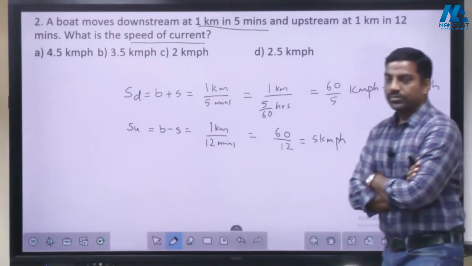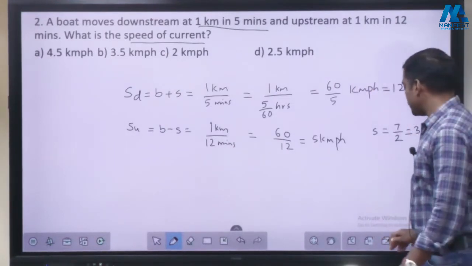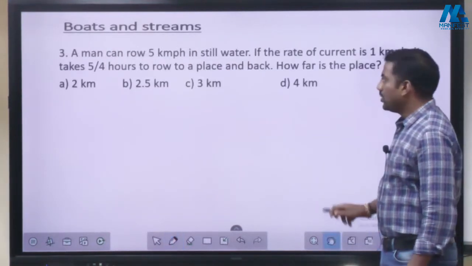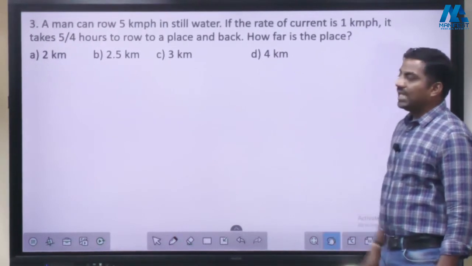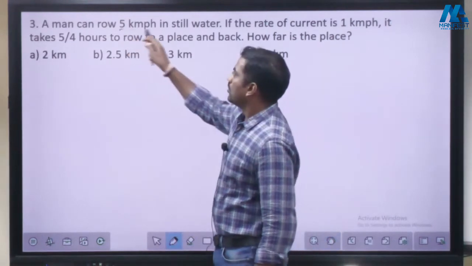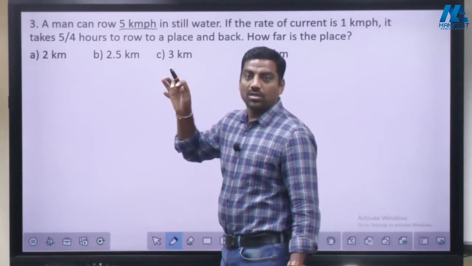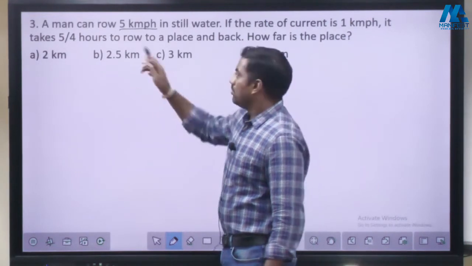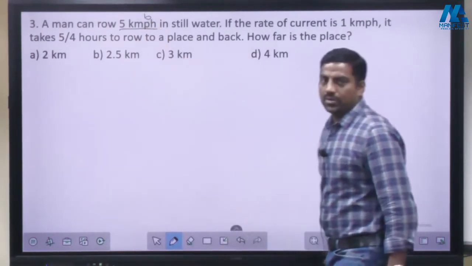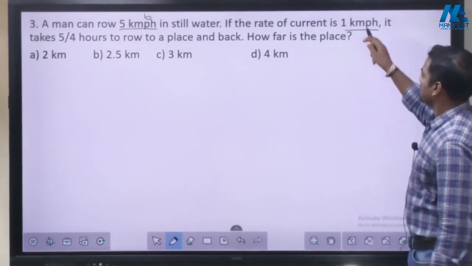No difficulty? Or are you facing difficulty? Fine, no? A man can row 5 kilometer per hour in still water. What is this 5 kilometer per hour? Speed of what? Boat or stream? Man can row. That means it is B. If the rate of the current is 1 kilometer per hour, what is this?